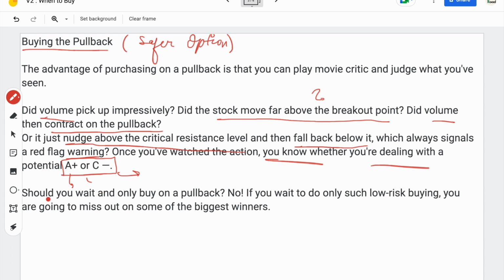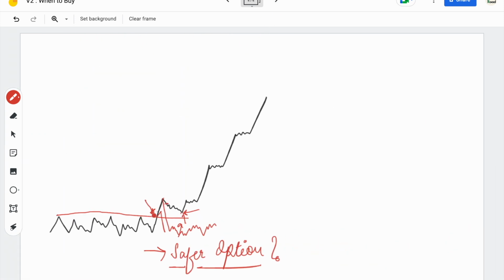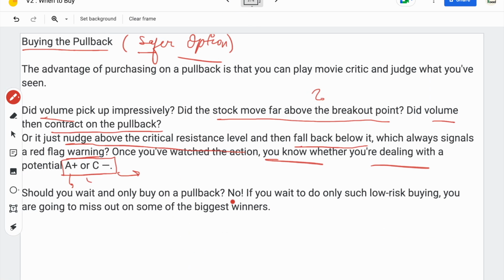Then he talks about, should you wait and only buy on a pullback? If he says that pullback is the safer option, then you would ask him, why am I even buying the breakout? Why buy the first time here? Why not enter everything at once here? Then he says that if you wait to do only such low risk buying, you are going to miss out on some of the greatest winners.